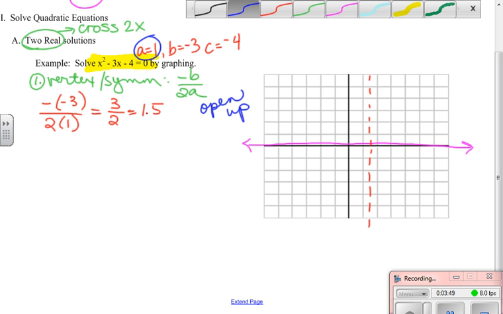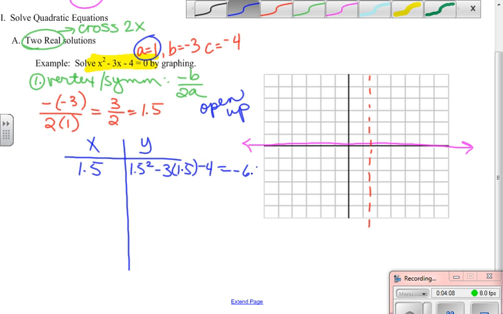So let's go ahead and make our chart. And the first point I'm going to try is my vertex, because I want to know where that is. And if I put my vertex in here, 1.5 squared minus 3 times 1.5 minus 4, I get -6.25. So this is -6. My vertex is right there. I still don't know exactly where this is going to cross, but I know at this point, because it's open up, this thing is going to be continuing some direction that way, some direction that way. It's going to cross twice.